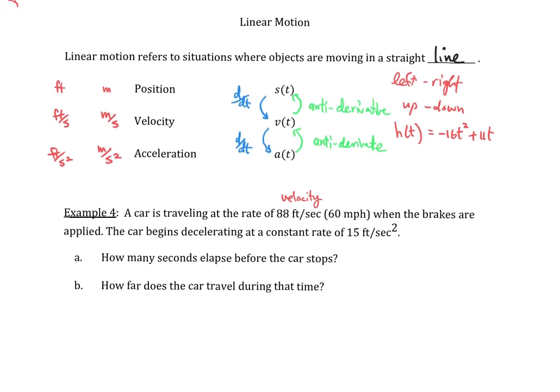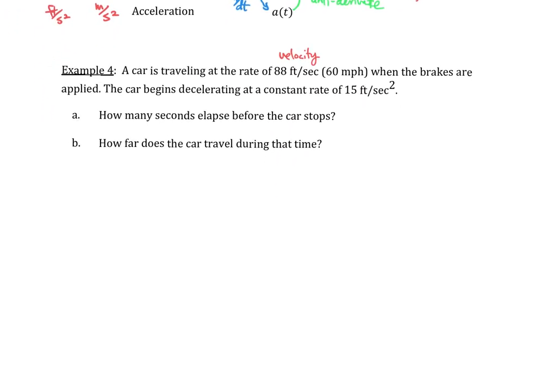Okay, so going back to this example over here, if I continue reading, it says, a car is traveling at a rate of 88 feet per second when the brakes are applied. The car begins decelerating at a constant rate of 15 feet per second squared. So I hope you guys can see that when we look at the units over here, that's something involving acceleration.